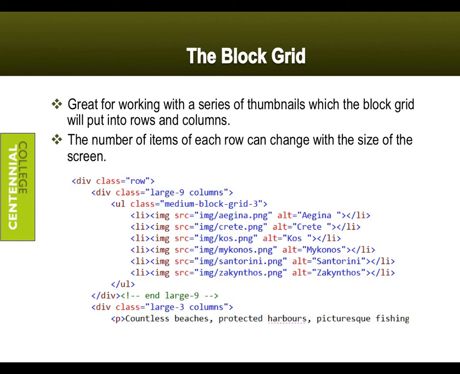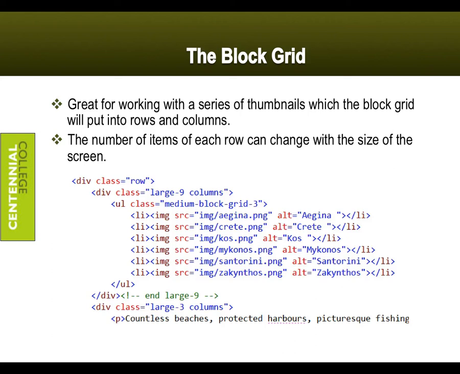So nested grids work, but the block grid really works well for pictures, right? So here's an example. I say medium block grid 3, and what medium block grid 3 means is I'm going to take 3 images across. I'm using some of the Greek islands here: Aegina, Crete, Kos, Mykonos, Santorini, and Zakynthos, a few islands in Greece, and images of these things.